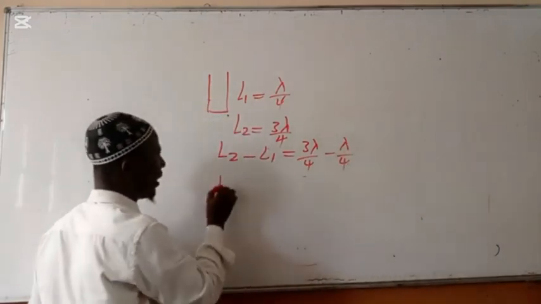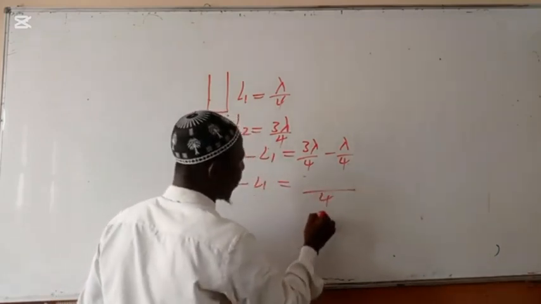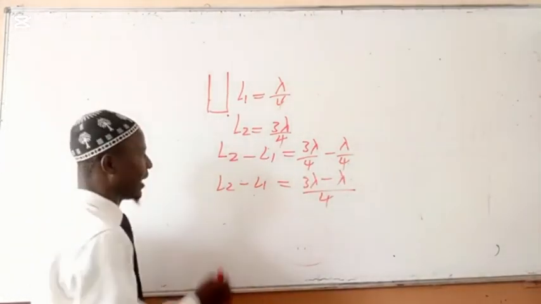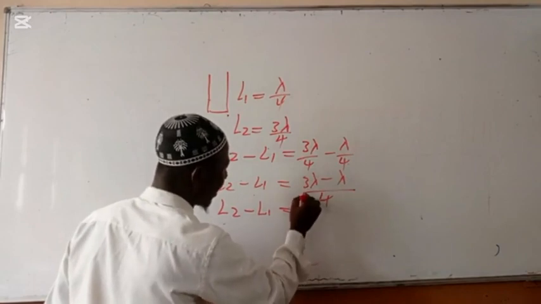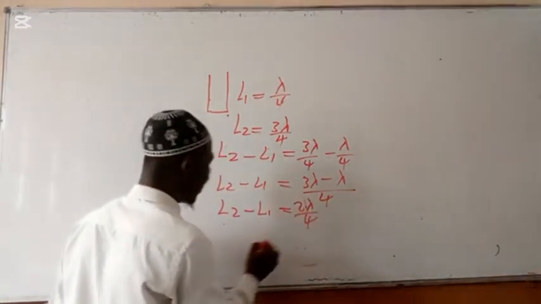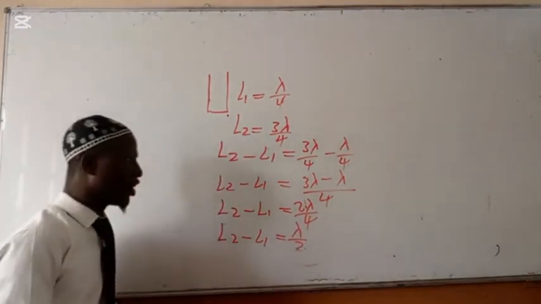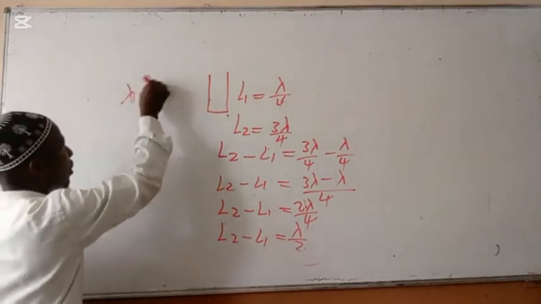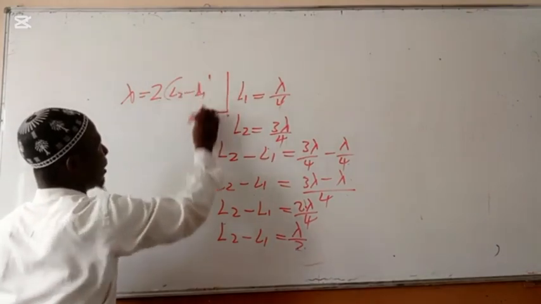Therefore, L2 minus L1 is equal to, find the LCM, we have 4, we are going to have 3 lambda minus lambda. So it will give you what? 2 lambda. Therefore, L2 minus L1 is equal to 2 lambda over 4. And 2 lambda over 4, when you cut it, will give you lambda over 2. Then cross multiply. When you cross multiply, you are going to have lambda is equal to 2 open bracket L2 minus L1.